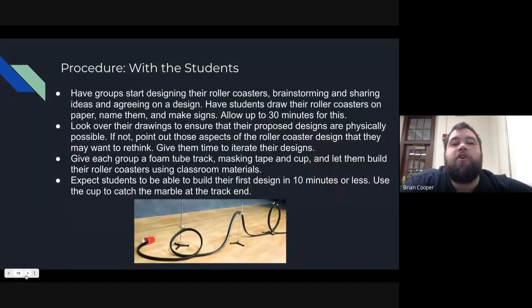Then you're going to have groups start designing their roller coasters, brainstorming and sharing ideas, and agreeing on a design. Have students draw their roller coasters on paper, name them, and make signs. Allow up to 30 minutes for this.